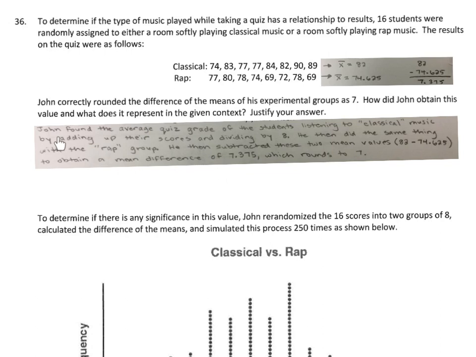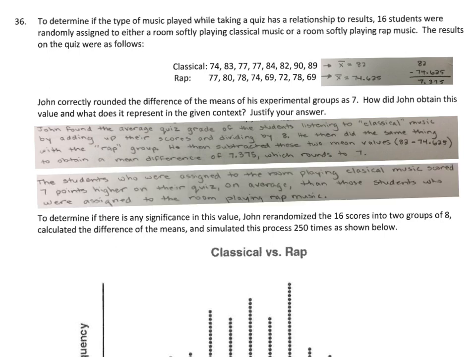So I just said right here, John found the average quiz grade of the students listening to the classical music by adding up their scores and dividing by 8. He then did the same thing with the rap group. He then subtracted these 2 mean values, which I'm showing right here, to obtain a mean difference of 7.375, which rounds to 7. Okay, now they want to know, what does this represent in the given context?